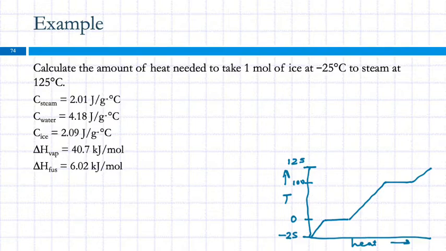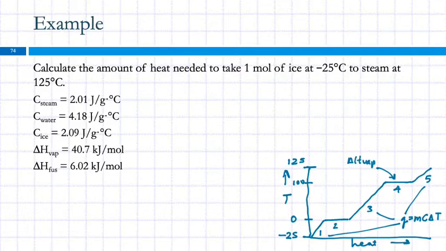So I have to do a separate calculation for each line segment. I'm going to number them 1, 2, 3, 4, and 5, so we can keep them straight. When we're heating things up, the equation we use is Q equals mc delta T. And when states are changing, we're going to use either the heat of vaporization or the heat of fusion to calculate the amount of energy.